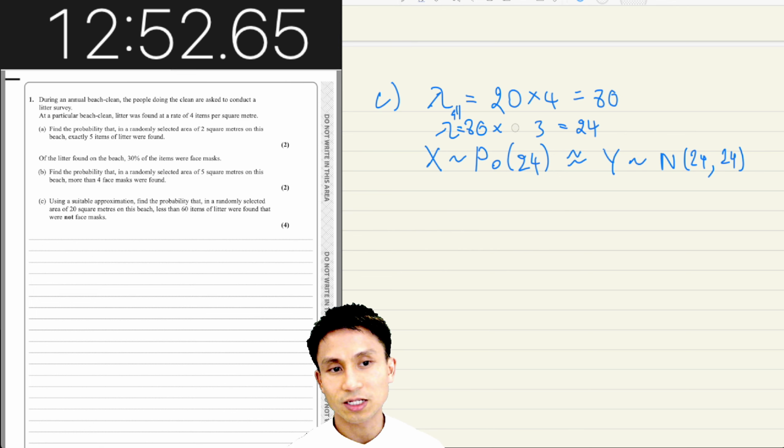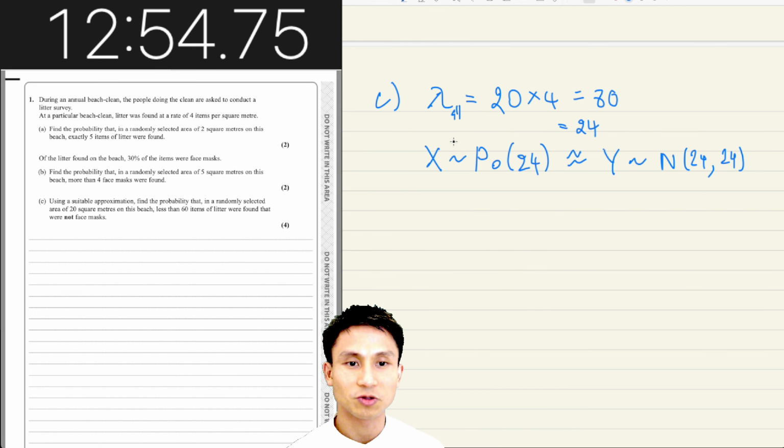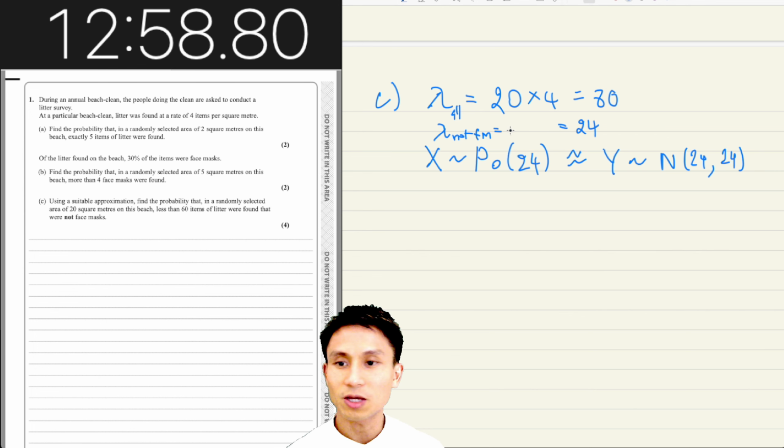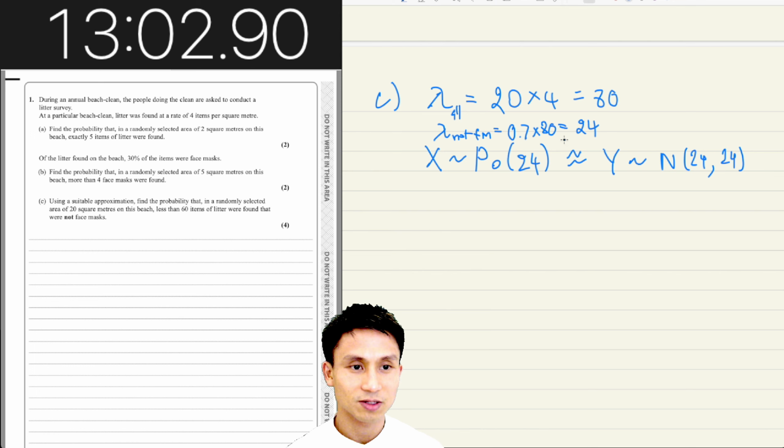No, we need to change this to a 0.7. So it's going to be the opposite. So this is lambda not face mask would be equal to the opposite, 0.7 times 80. So that would be 56.